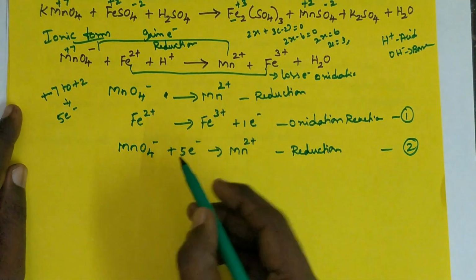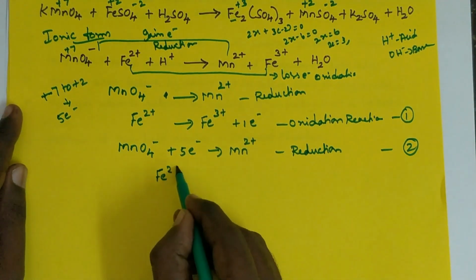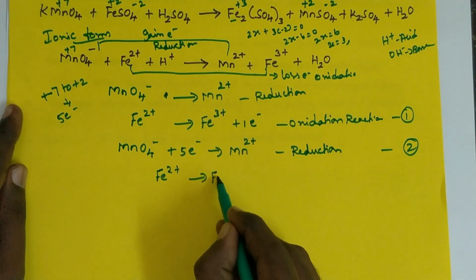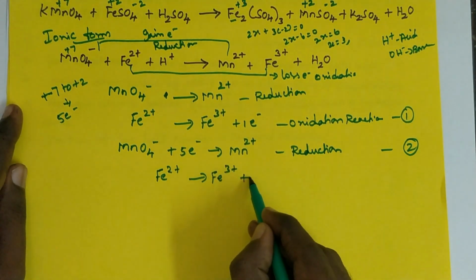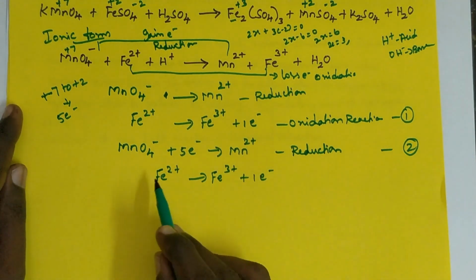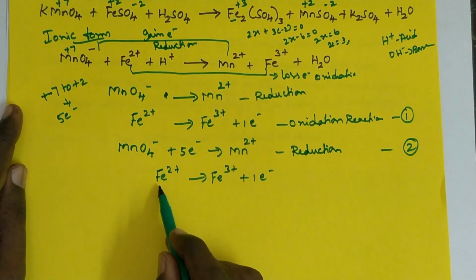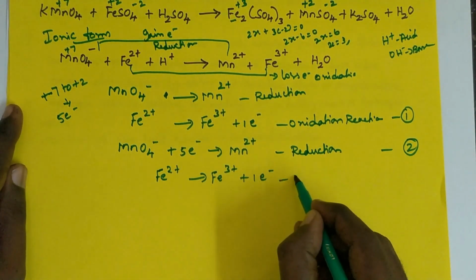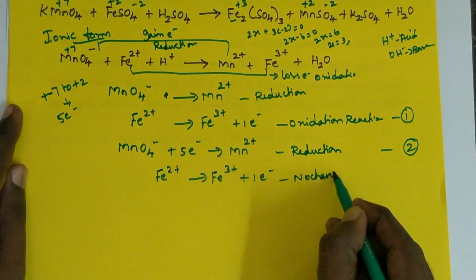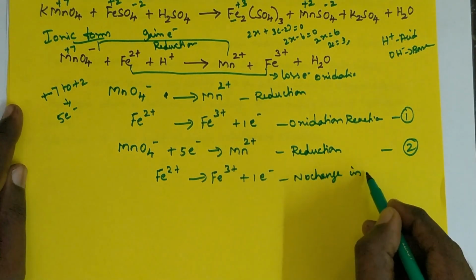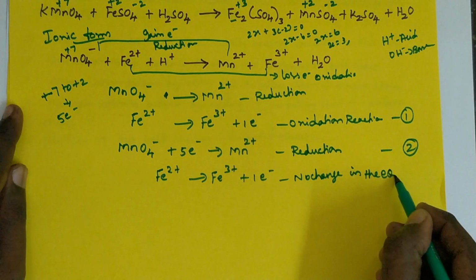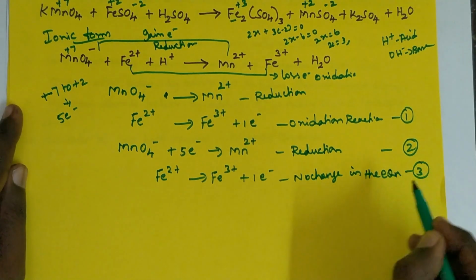So in the first equation, Fe2+ is converted into Fe3+ plus 1 electron. In this case, there is no other atom present along with it, so no change in this equation. No change in the equation. Suppose I consider this as equation 3.